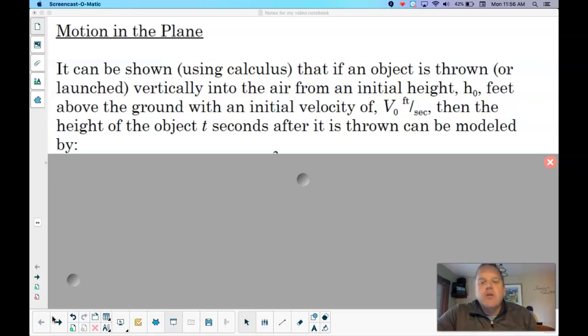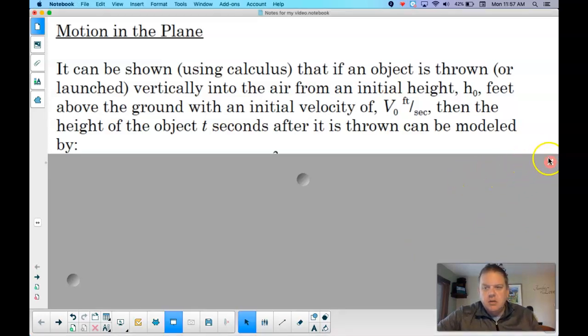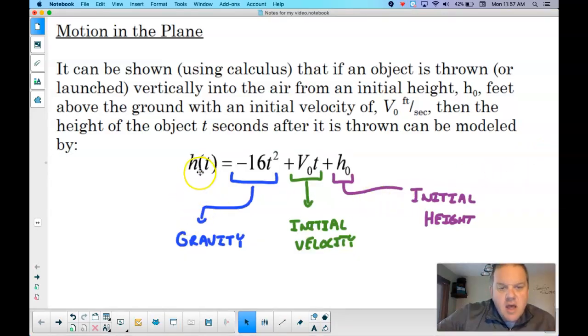So if we launch it into the air from an initial height of h sub 0 feet above the ground with an initial velocity of v sub 0 feet per second, then the height of the object t seconds after it is thrown can be modeled by the function H of t equals negative 16t squared plus v sub 0 t plus h sub 0. So we've got three different factors affecting that Cheerio.